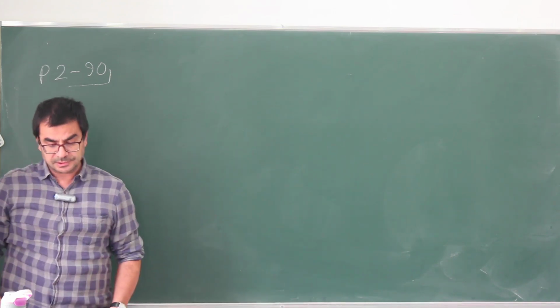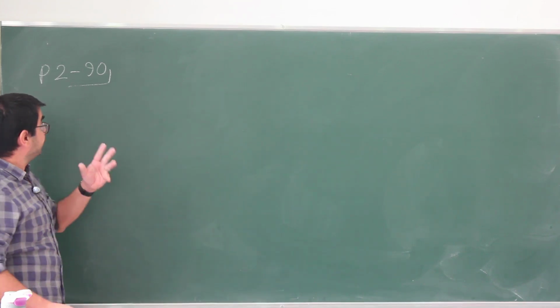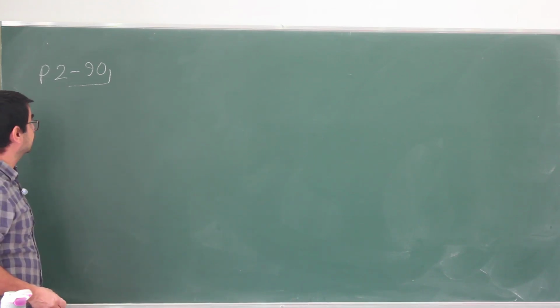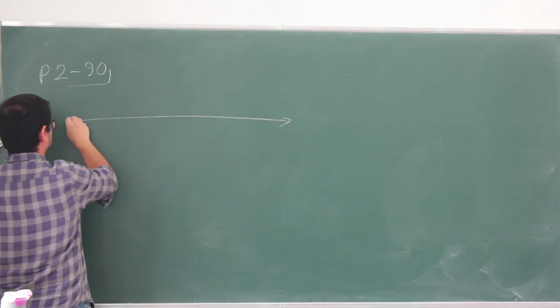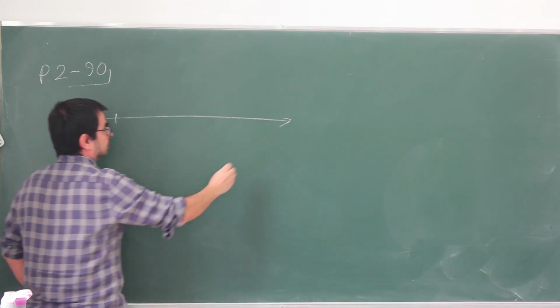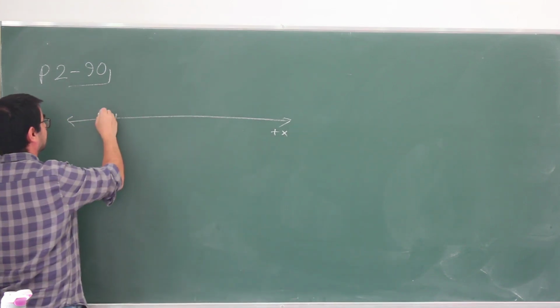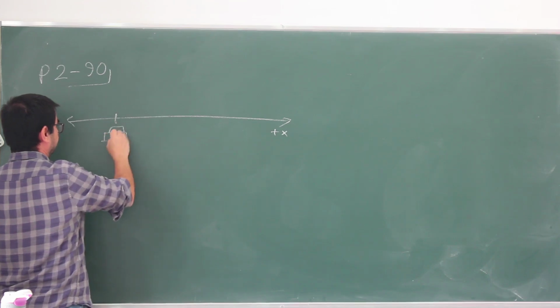For part A, they're asking us to qualitatively plot the position versus time graph for both cars from the police car's start to the catch-up point. Before I do that, I'm going to draw a diagram and set up my coordinate system. This is a one-dimensional problem, so I'm going to choose some direction and some origin. The origin is going to be where my police car is waiting.